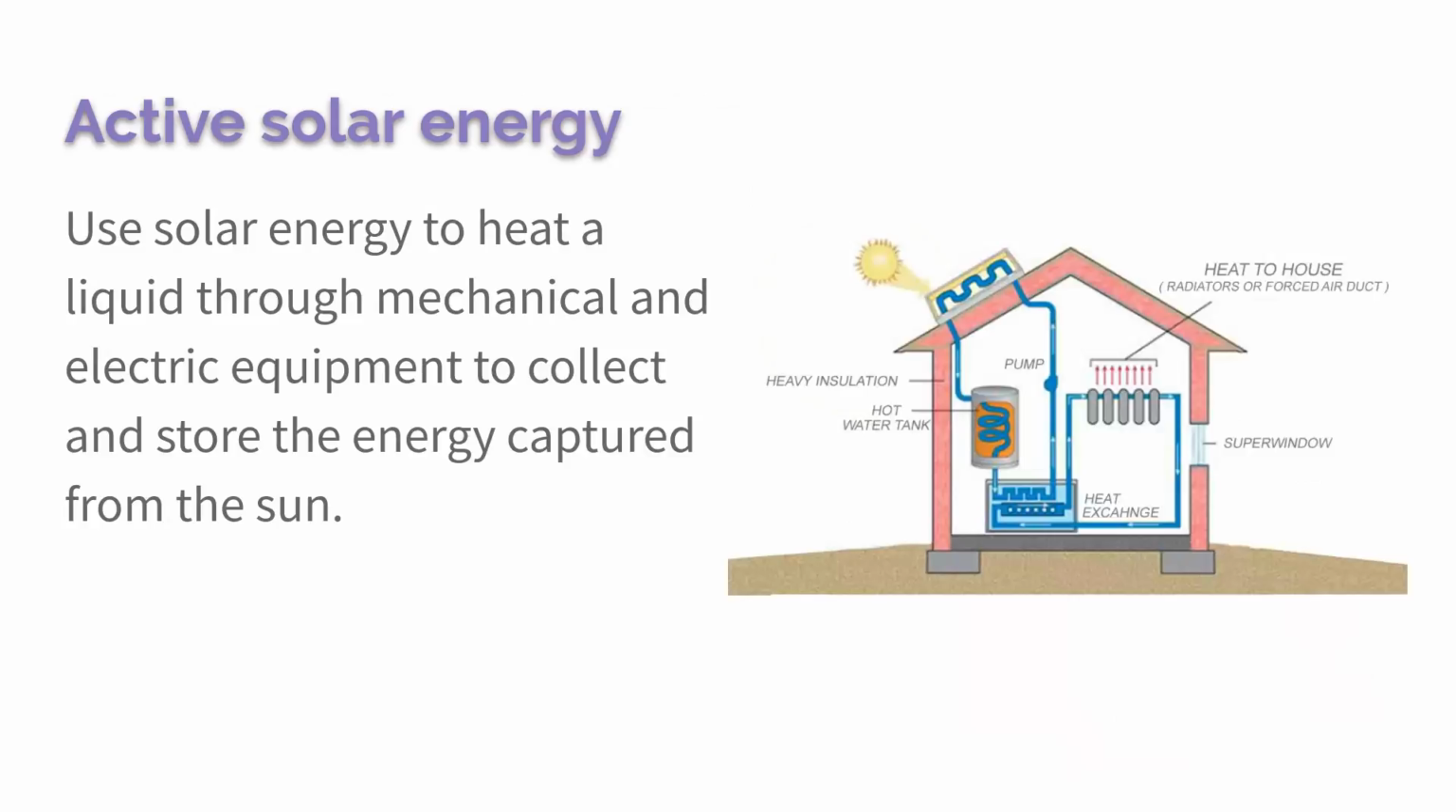Active solar energy uses solar energy to heat a liquid through mechanical and electrical equipment and then store the energy captured from the sun. So that energy can be used to heat up the water tank, and then it can be used to heat the house from the radiation of the heat.